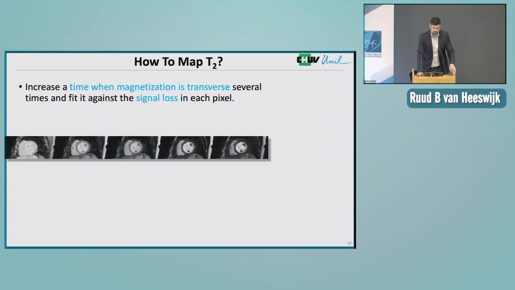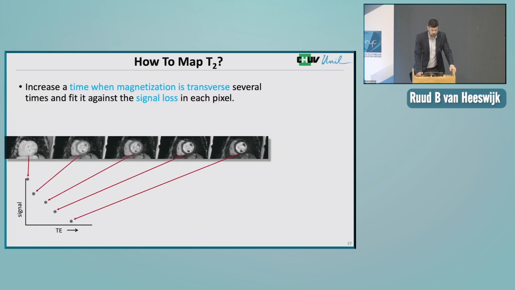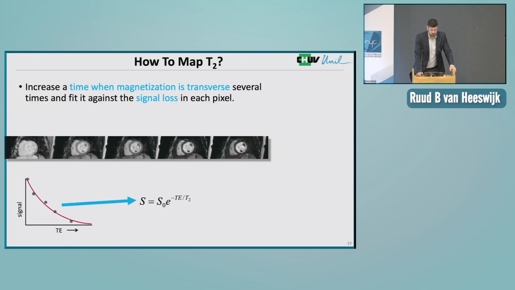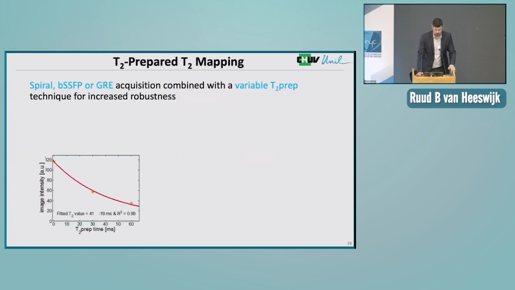You essentially increase the time when the magnetization is transverse several times, and then you fit the signal loss in each pixel. This is classical mapping, essentially. So for each pixel, you map, for example, with T2 mapping, the signal against your echo time, and you get an exponential decay in each pixel, and now you take this value out as T2 here. These days, of course, there are many variations and advancements on this, but this is how it tends to work.